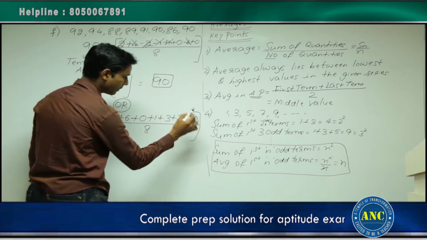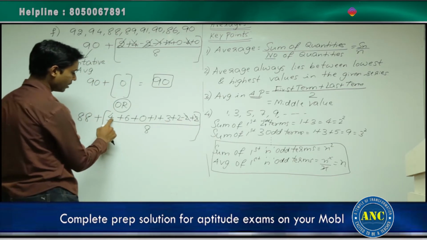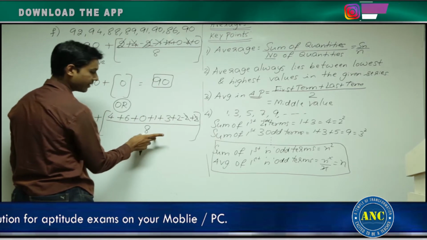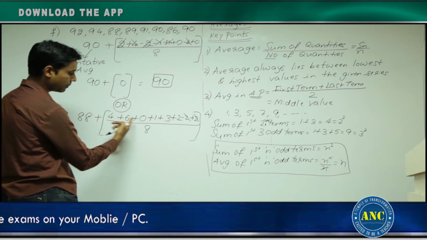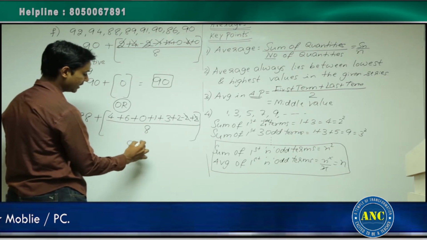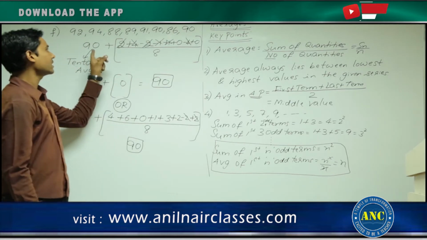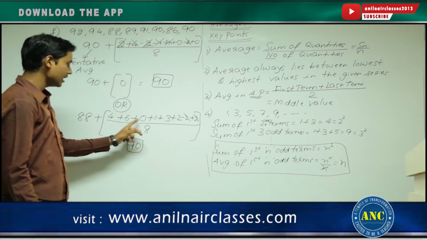That means this minus 2 plus 2 cancels. If I add it, 4 plus 6, 10 plus 1, 11, 14, 16. 16 divided by 8 is 2. What is 88 plus 2? 88 plus 2 is still 90 only. You will still get the same answer as 90. Right? You assume whatever tentative average comes to your mind, still you will get the same answer.